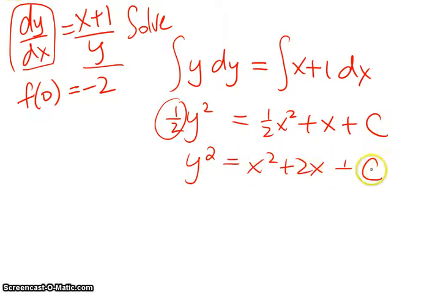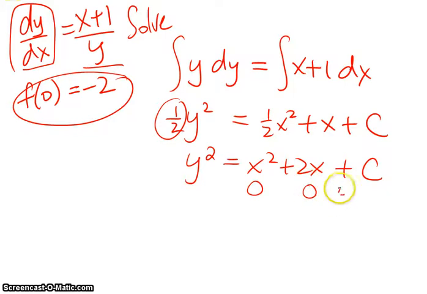The c multiplied by 2 is still c. Okay, well, you can also plug in the number. You can use this information, plug it in. When x is 0, y is negative 2. So therefore, c is equal to 4. Okay, so you jump to this equation.